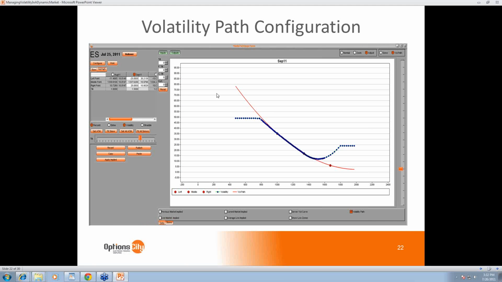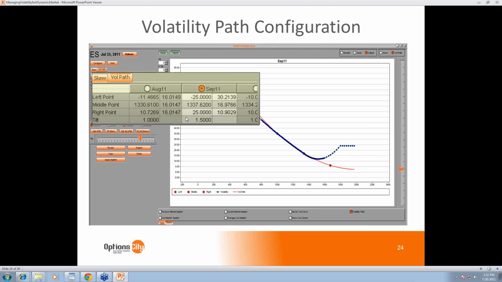Going on and back to more what Dave was talking about, our volatility path configuration. Again, highlighting here in the orange line is representing our volatility path. Again, our data points are over here to the left. What we've done to configure this graphically is we picked our midpoint, which is our at the money. Our left point is 25% down move. Our right point is 25% up move.